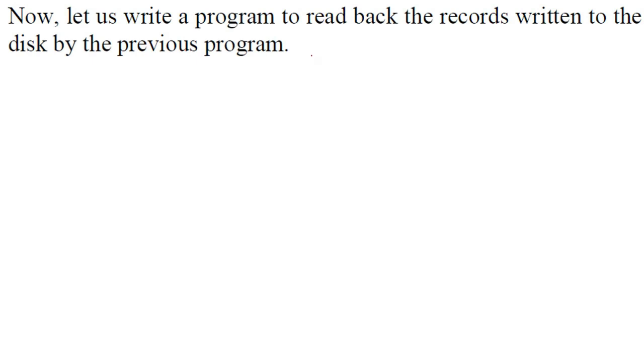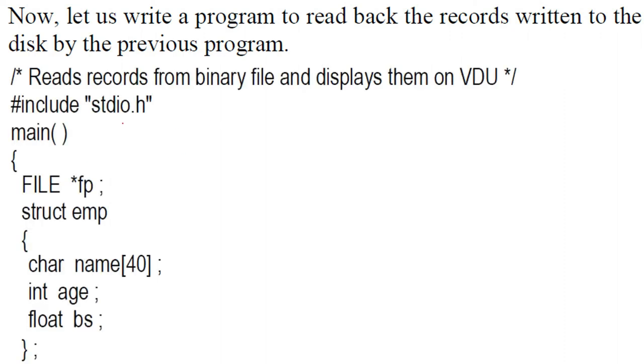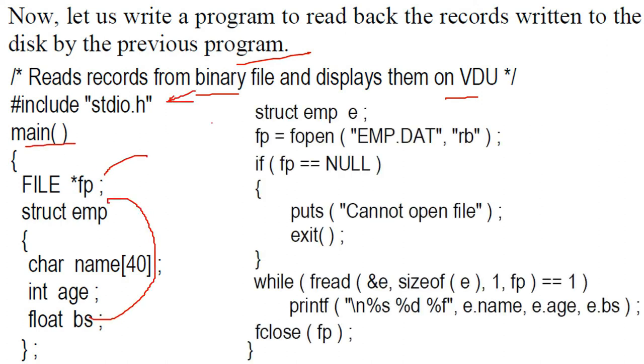Now let us take back what we have written in the emp.dat, that is, show it on the screen. So we have this program which reads records from the binary file and displays them on video. We have stdio.h, the main function, a file pointer, a structure and a structure variable. We have now opened this file in read binary mode.